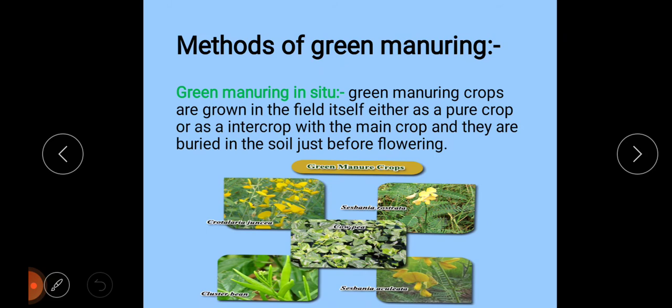Then what are the different methods? There are two different methods of green manuring. The first one is green manuring in situ. In this method, green manuring crops are grown in the same field itself, either as pure crops or to some extent as intercrops along with the main crop, and they are buried in the soil just before flowering. Before the flowering stage is the proper stage to bury the green manure, for easy decomposition and better availability of nutrients.